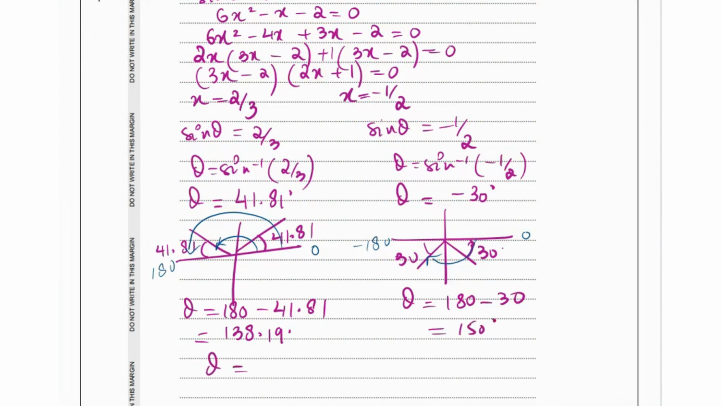So the angles are 41.81, which is going to be positive, 138.19, which is again going to be positive. Then we have negative 30, and then we have negative 150. Once again, 30 is negative because it's in the fourth quadrant, and 150 is negative because it's going to be in the third quadrant. And we're going in the opposite direction. We're going from 0 to negative 180. So that's why they're negative.